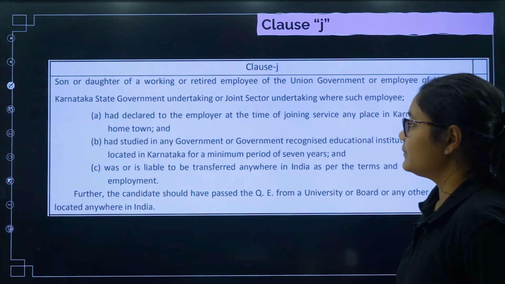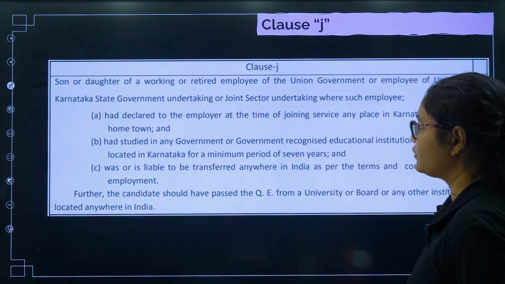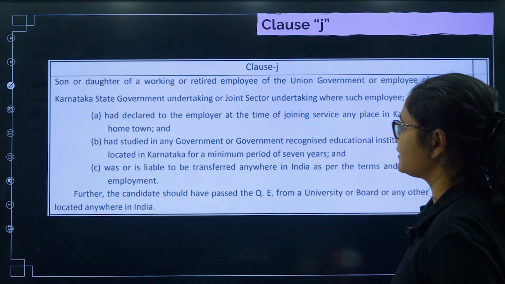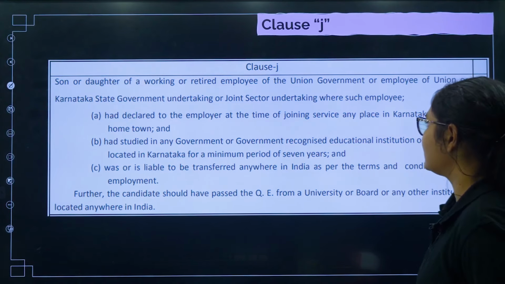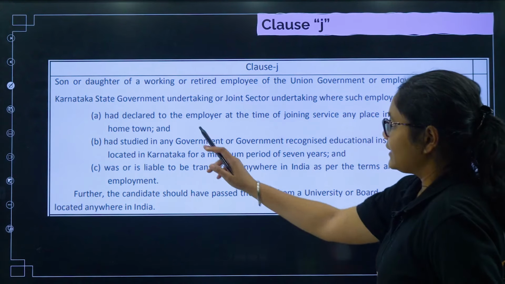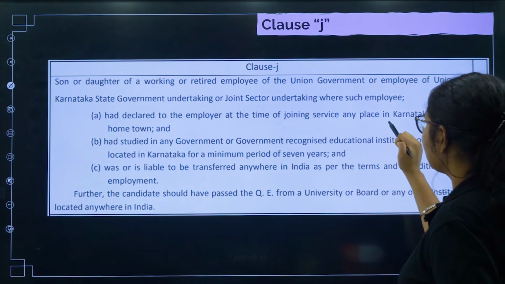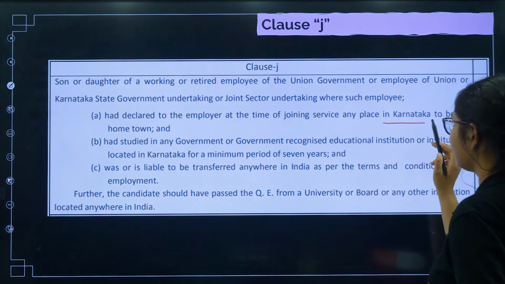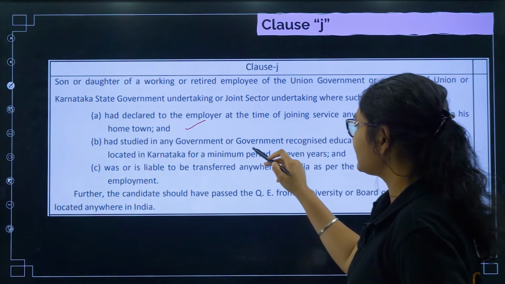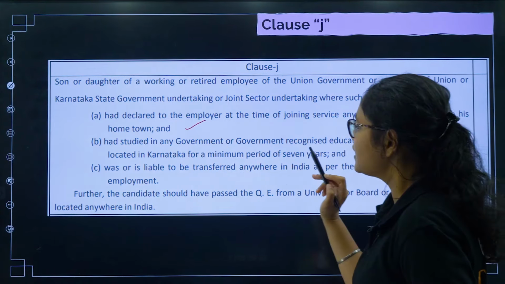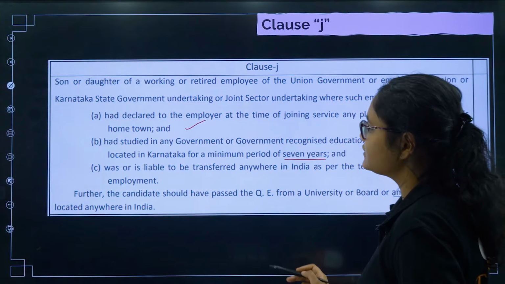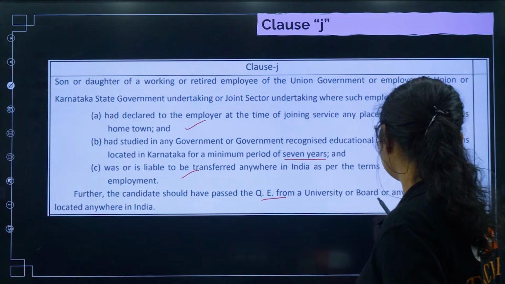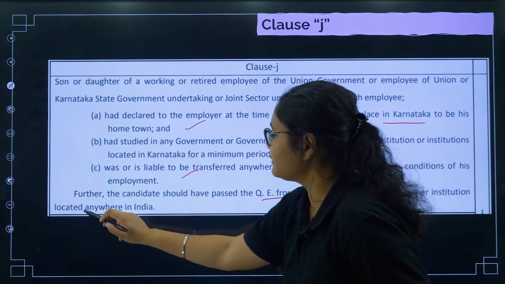Next, clause number J. Okay, so here it is: son or daughter of a working or retired employee of the union government or employee of union or Karnataka state government undertaking or joint sector undertaking where such employee had declared to the employer at the time of joining service any place in Karnataka to be his hometown, had studied in government or government recognized educational institutions located in Karnataka for a minimum period of 7 years, was or is liable to be transferred anywhere in India. Okay, and the qualifying examination can be from anywhere in India.